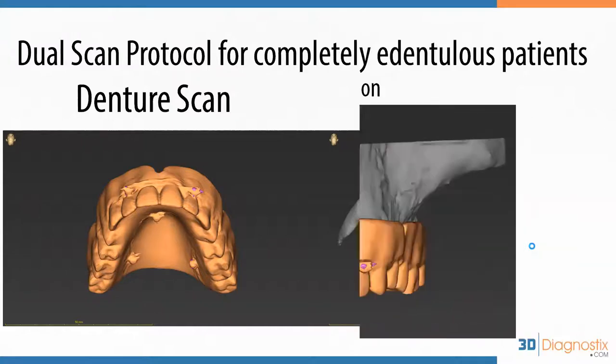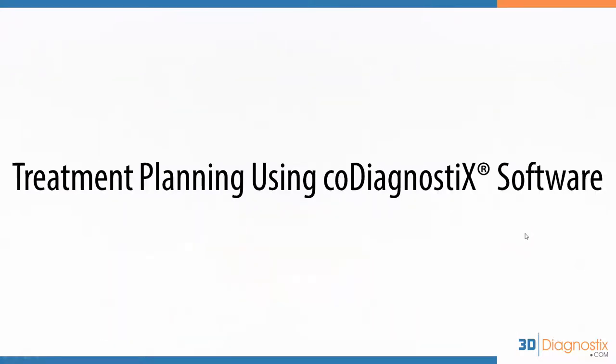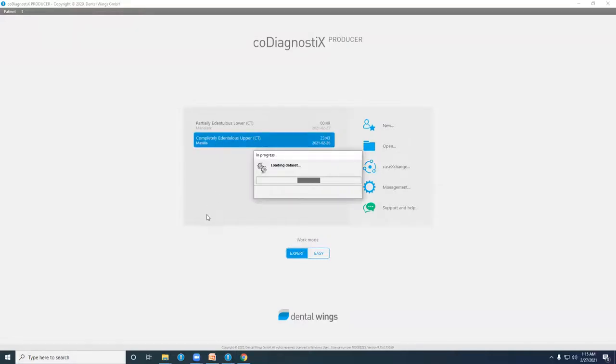Using code agnostic software, we can then match both together to achieve this outcome. And then we're ready to proceed to our treatment planning procedure using code agnostic software. Today, I'll be starting with a completely dentulous upper arch case. So let's go ahead and check the case presentation.